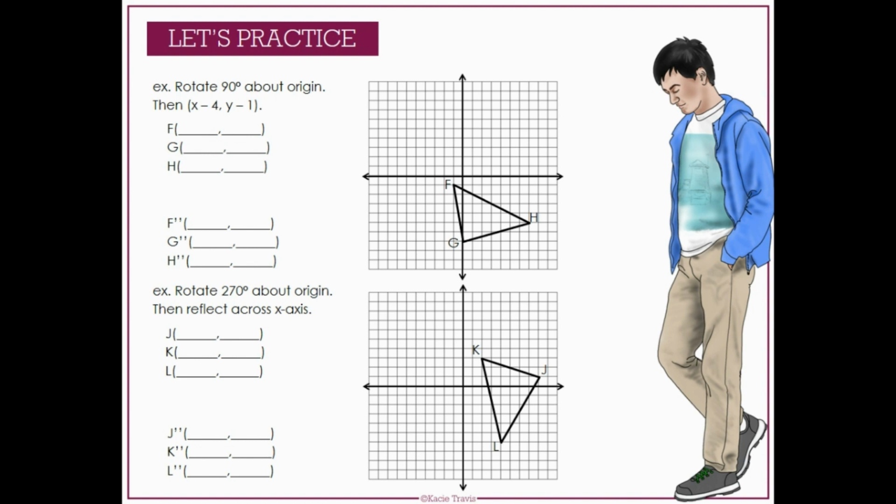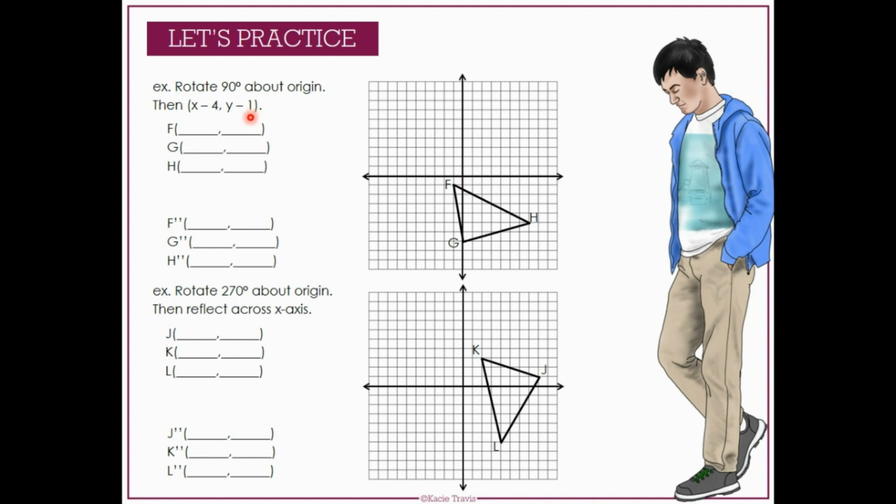All right, we got two on the side and we got two on the bottom. We're going to do the two on the side first. Okay, so over here on the side, we got two transformations that are happening. First one we got is we are rotating 90 degrees about the origin. Then we are doing this translation. We are moving to the left by 4 and moving down by 1.